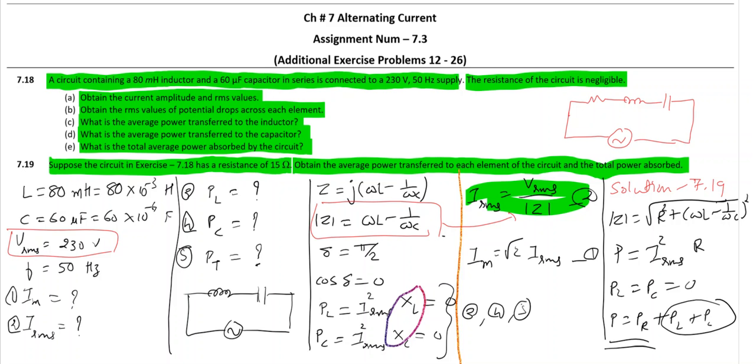So that is problem 7.19. Substitute values, carry out the calculation and get your answers.